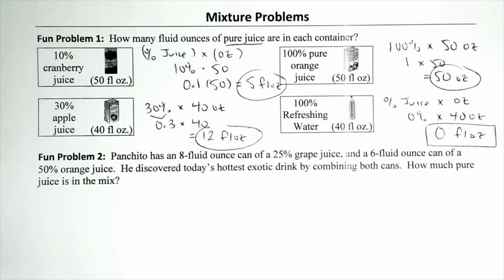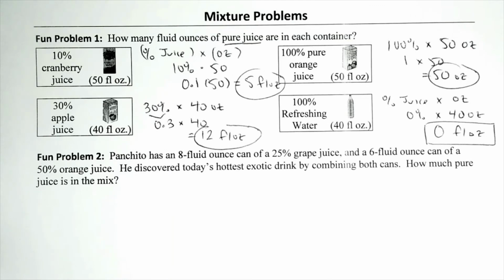Okay, so the reason why we do these problems is not because it's going to be on the test. I already told you it's not. It's just meant to get the ball rolling. Okay, fun problem number 2. So it says, Panchito has an 8 fluid ounce can of a 25% grape juice and a 6 fluid ounce can of a 50% orange juice.